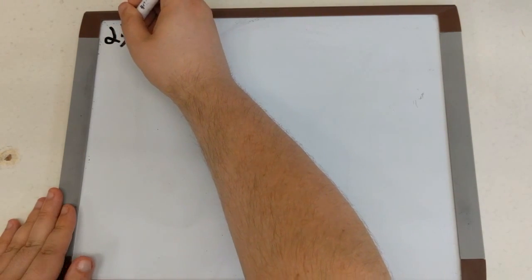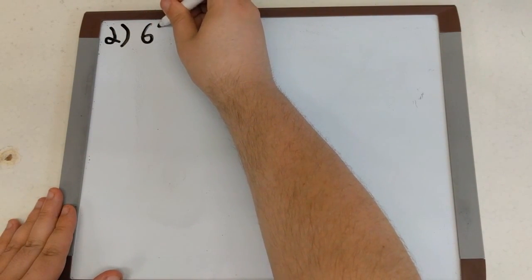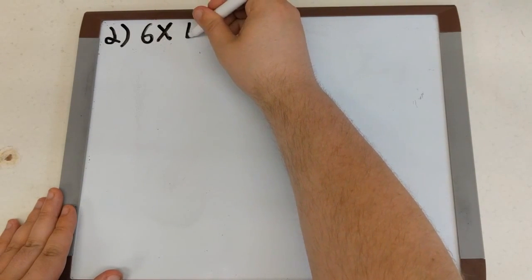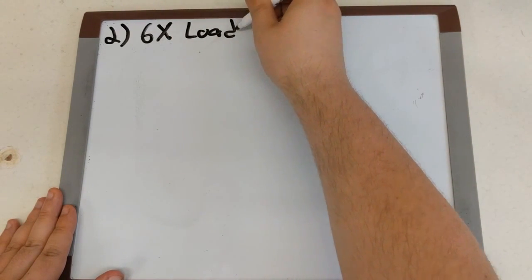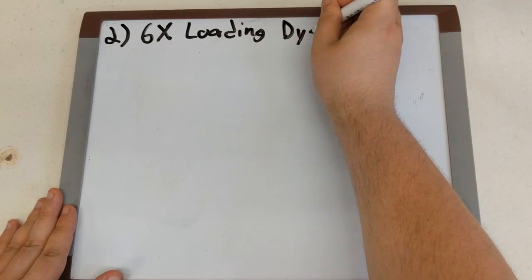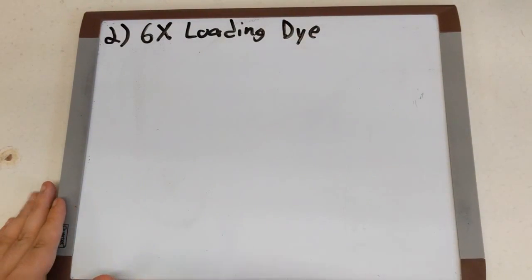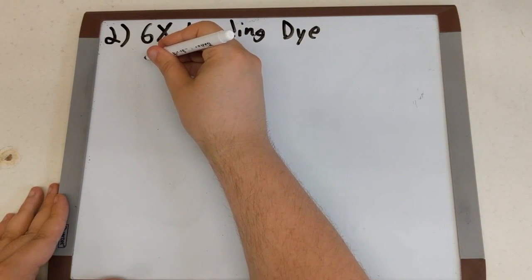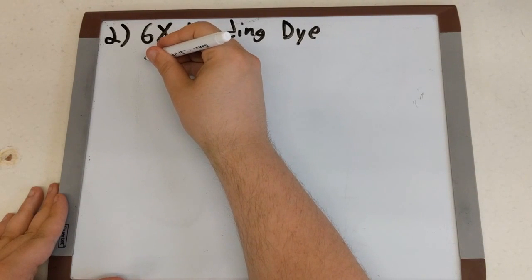Okay, we're going to go over a 6 times concentrated solution example. In this case, we're going to use the example of loading dye. A loading dye for DNA samples and running gels often comes in 6 times concentrated solutions, and you have to dilute that down with your DNA sample mixture down to 1 times. So we'll show you how to do that here.